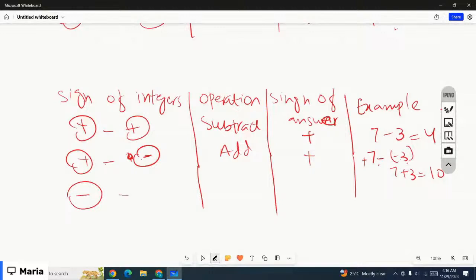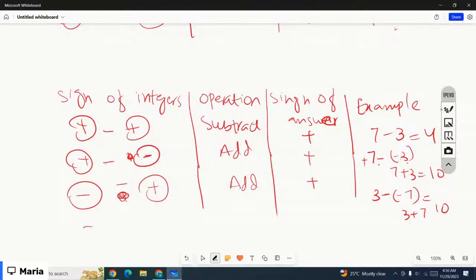Okay, the next one is where the first number is negative and you are subtracting a positive one, right? You have to again add. Answer must be negative. For example, you have negative 3 minus 7, right? Here the greater number is negative, but still you need to add 3 plus 7, and the answer is negative 10.